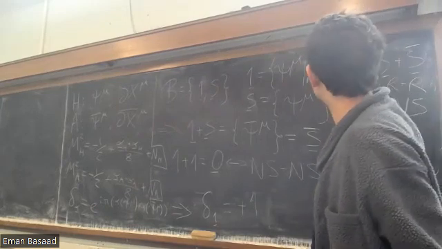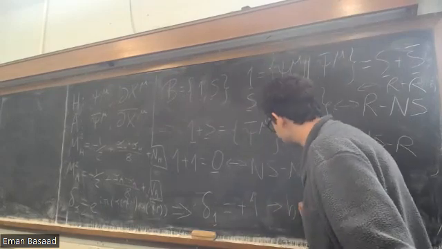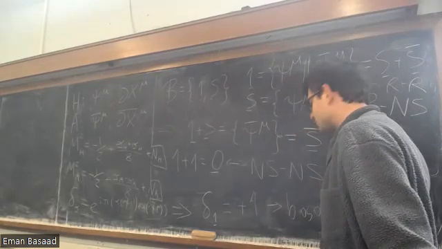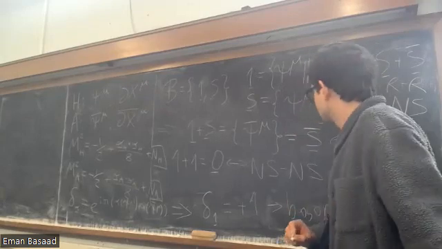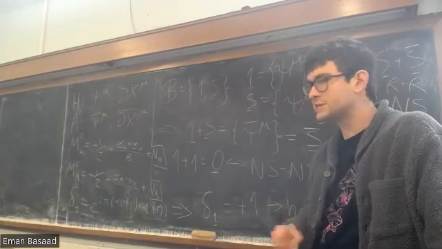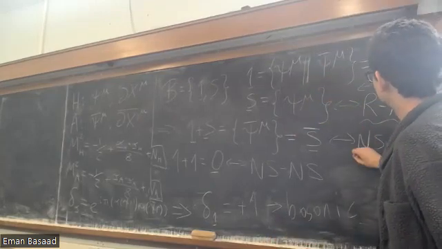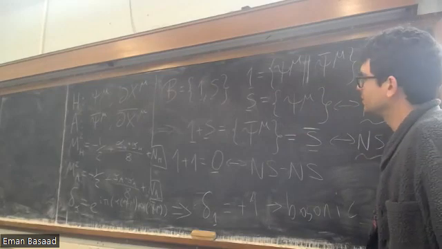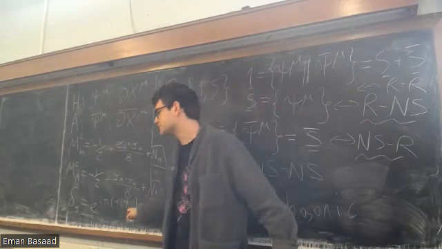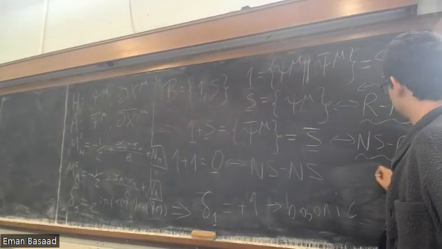So this points to the fact that the sector 1, or the Ramond sector, is bosonic. It gives rise to space-time bosons. So the space-time fermions come from the RNS and NSR, because here you've only got one of these two periodic. So these are the fermions.